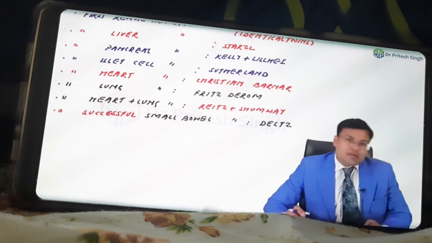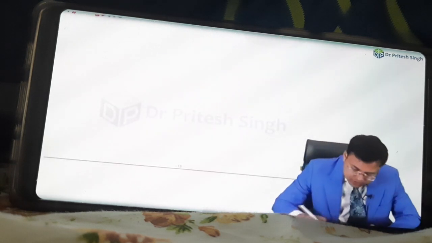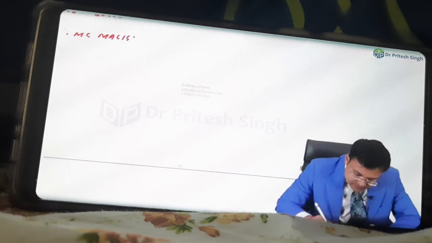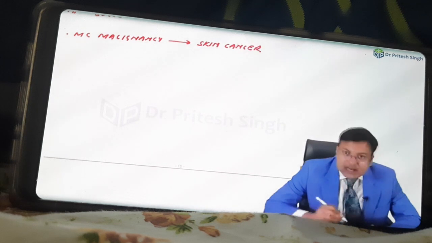After that, questions are asked, what's the most common malignancy seen in transplant recipients? It's skin cancer. Which type? Squamous cell carcinoma. So the most common malignancy seen in transplant recipients is skin cancer. This question was asked minimum 5 to 6 times. Which type?